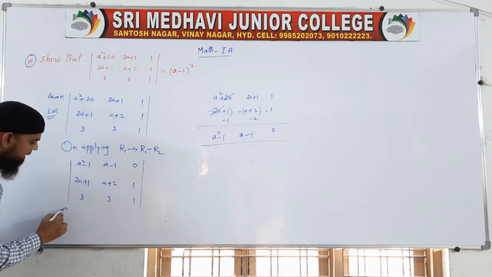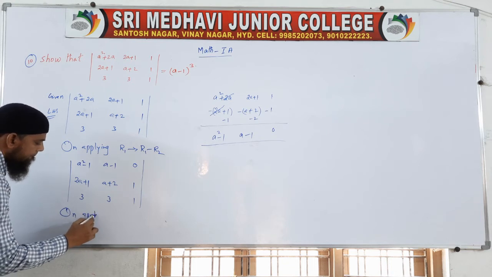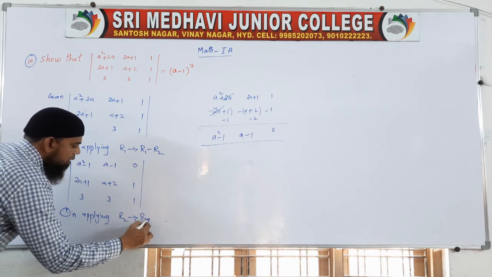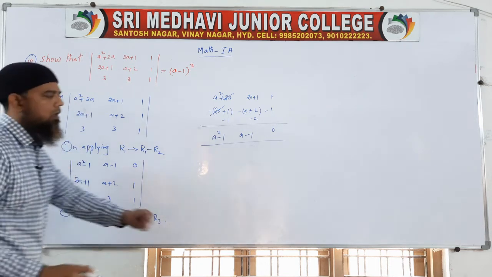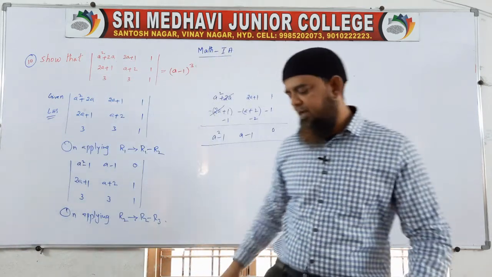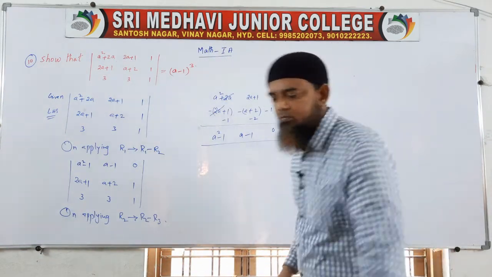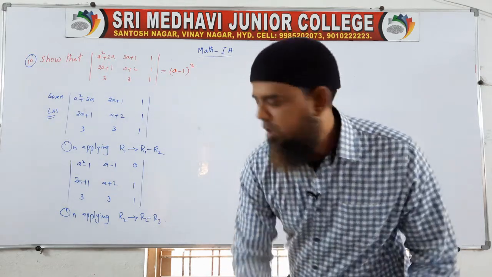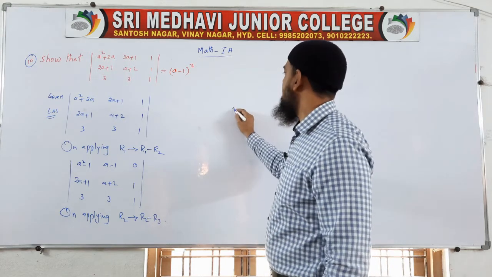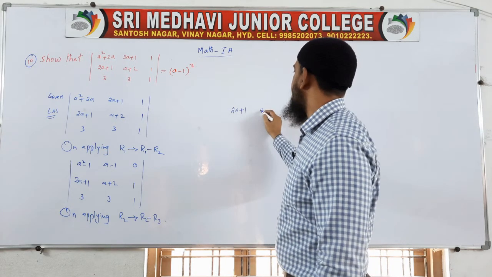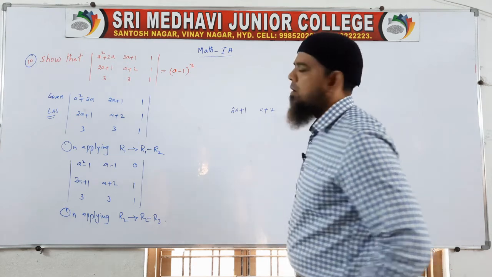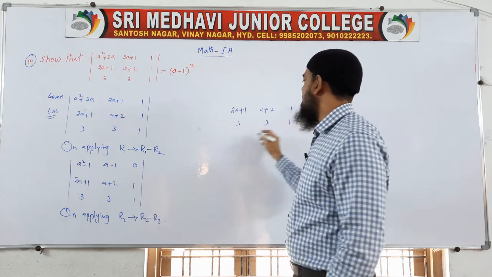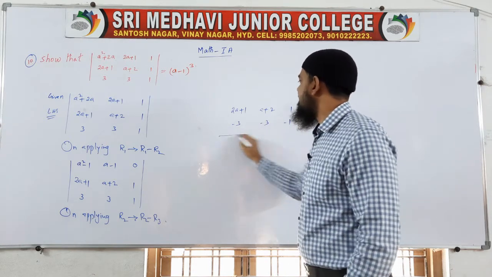Now on applying R2 tends to R2 minus R3. I am subtracting R3 from R2. This one is completed. See what I have to write first. R2 I have to write first: 2a plus 1. Then I am writing a plus 2. Then I am writing 1. Minus R3, that is what? 3, 3, 1. Minus, no? Minus 3, minus 3, minus 1.